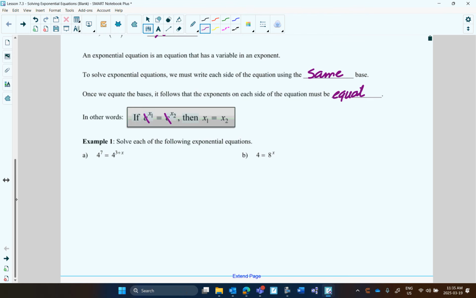Now let's just look at some examples. Well, this one's easy because the bases are already the same. So just cross them out, make the exponents equal to each other, and solve. What does x equal? 4. That's it. Nothing to get overly excited about.